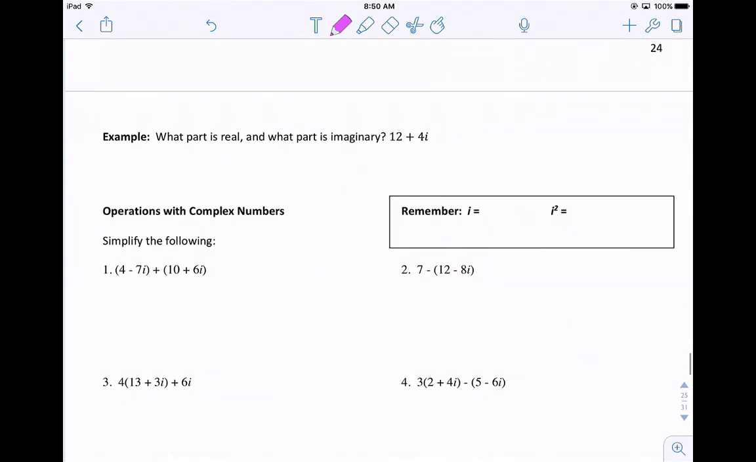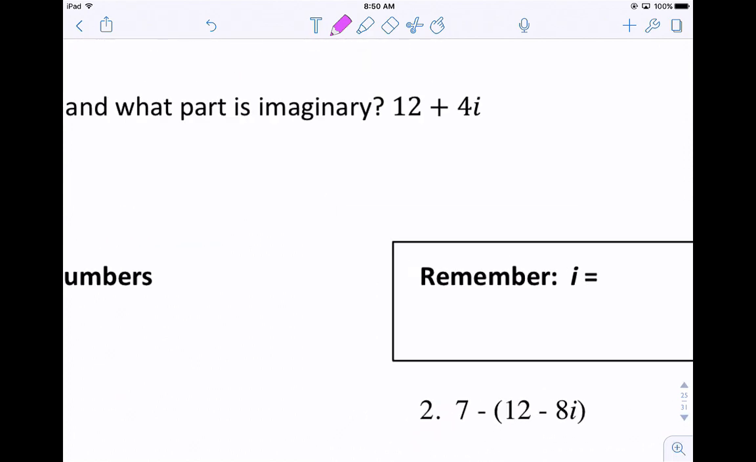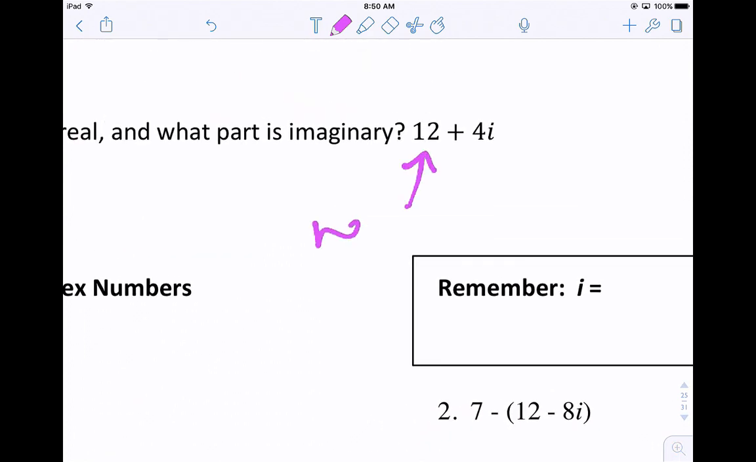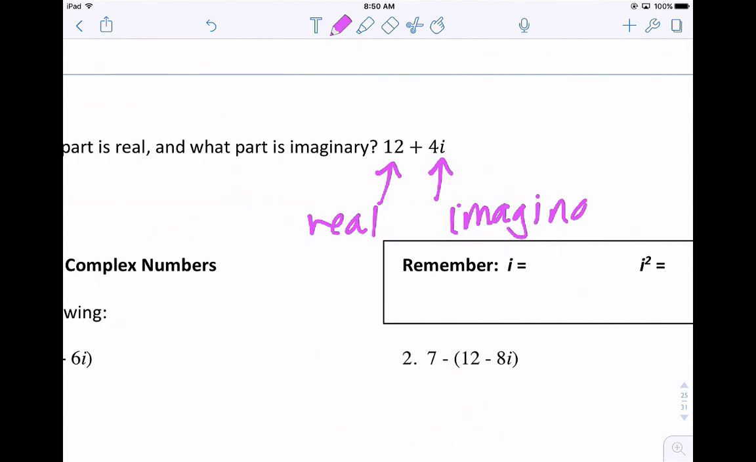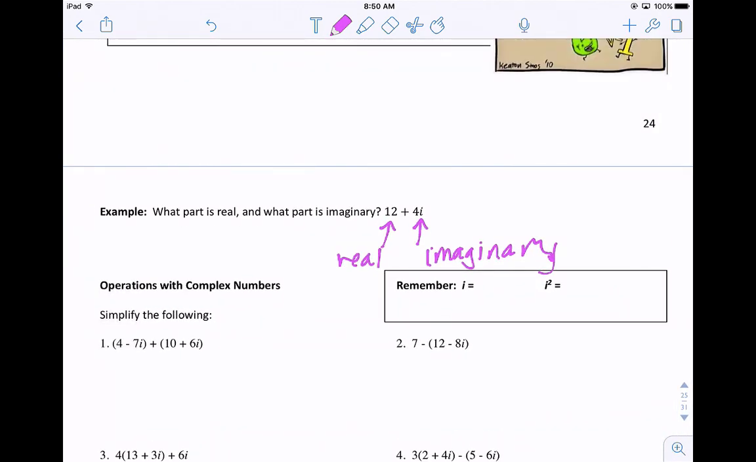So today we'll take a look at this. Again, here's a complex number, 12 plus 4i. The real part comes first, so here the 12 is real. The imaginary part is the 4i. All right, so today we're going to look at operations with complex numbers, and to do that, here's the key.